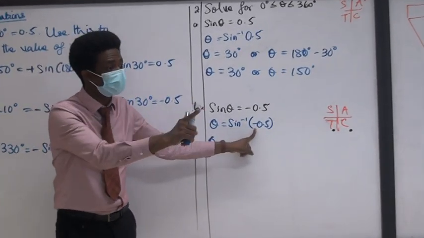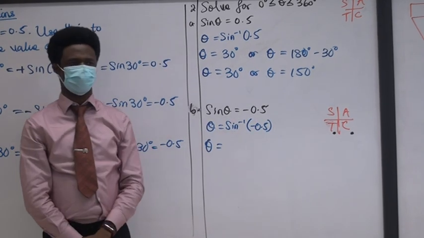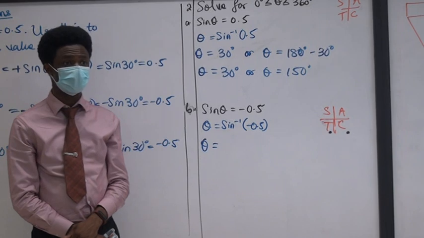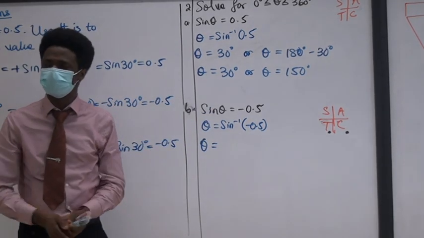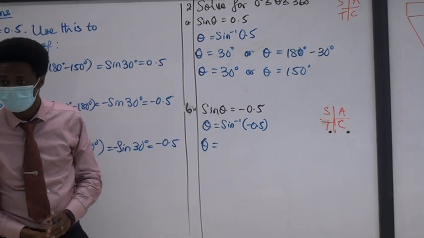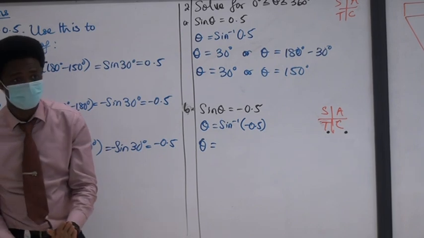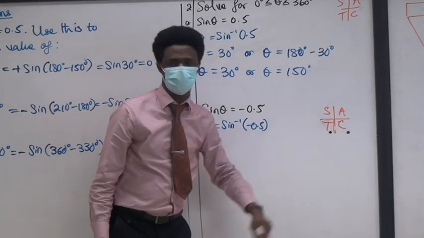So in your calculator, even for this, you will press arc sine of 0.5. And on the screen, you will see 30 degrees. But that 30 degrees is not your answer. Because that 30 degrees is in what quadrant? First quadrant. It's an acute value, right? But the result you are looking for is in the third and the fourth.